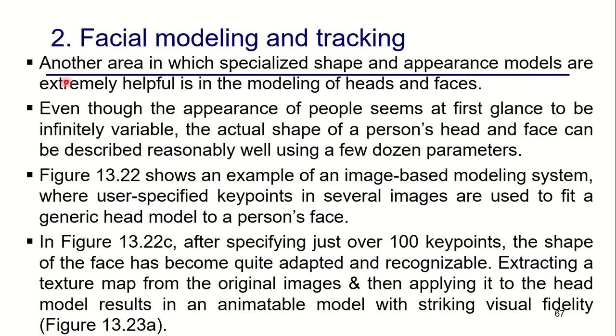Facial modeling and tracking. Another area in which specialized shape and appearance models are extremely helpful is in the modeling of heads and faces. Even though the appearance of people seems at first glance to be infinitely variable, the actual shape of a person's head and face can be described reasonably well using a few dozen parameters. The figure shows an example of an image-based modeling system, where user-specified key points in several images are used to fit a generic head model to a person's face.